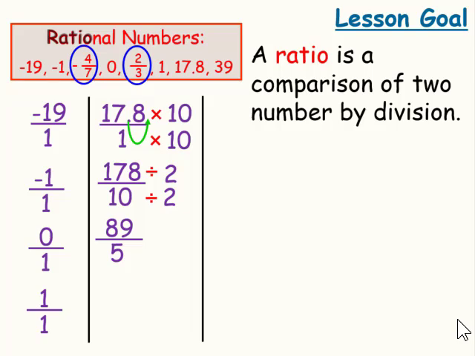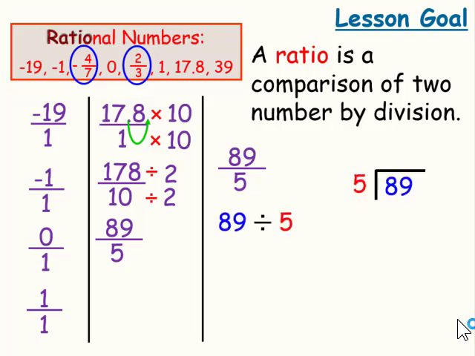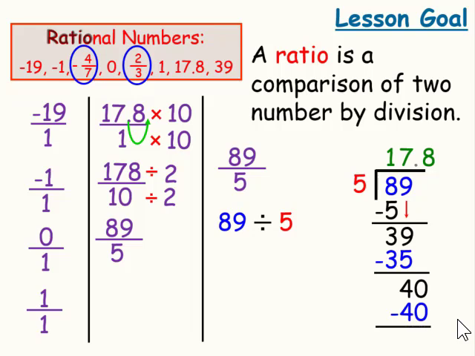To check this, we can simply divide. 89 over 5 means 89 divided by 5. 5 goes into 8 one time. 1 times 5 is 5. 8 minus 5 is 3. Bring down the 9. 5 goes into 39 7 times. 7 times 5 is 35. 39 minus 35 is 4. We could add a decimal point and then bring down a 0. 5 goes into 40 8 times. 8 times 5 is 40. 40 minus 40 is 0. And notice we have the 17.8.